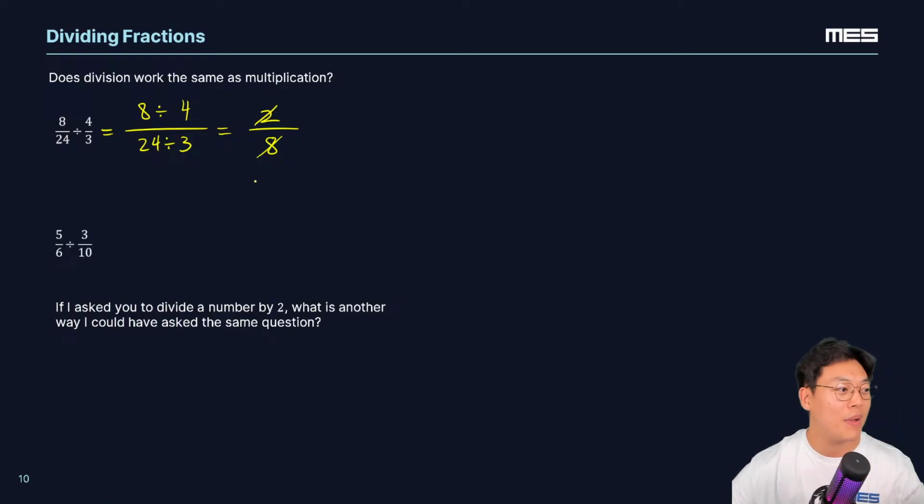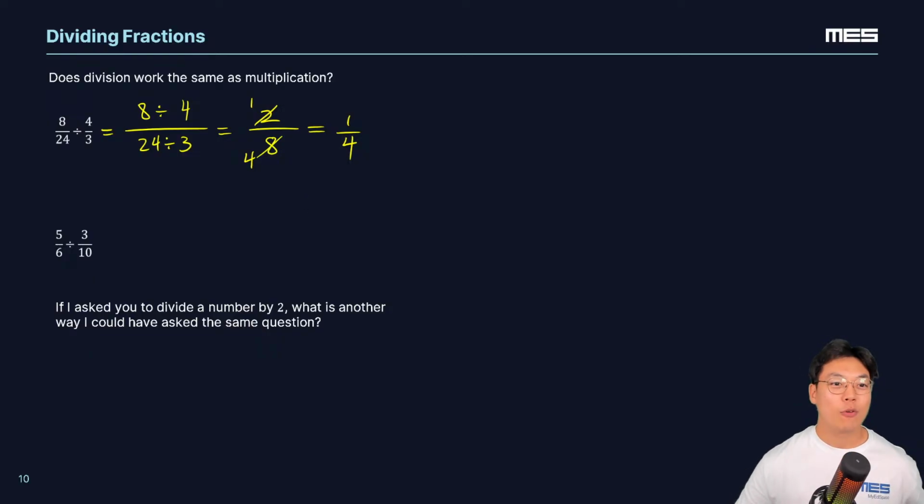We have 2 divided by 8. 2 and 8 have a common factor of 2. So simplify, we would get equal to, great, Chloe, 1 over 4.